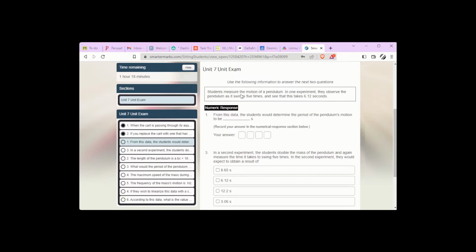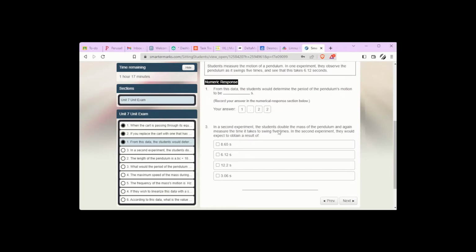Now, students measure the motion of a pendulum. In one experiment, they observe the pendulum as it swings 5 times and see that this takes 6.12 seconds. So the period is that 6.12 seconds divided by 5. Which in this case is 1.22. I think that's also the only question that every single student got right.